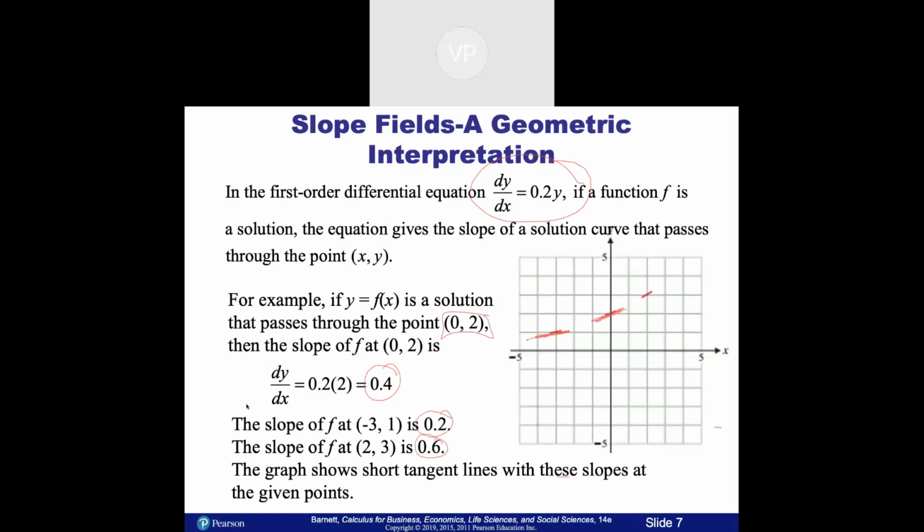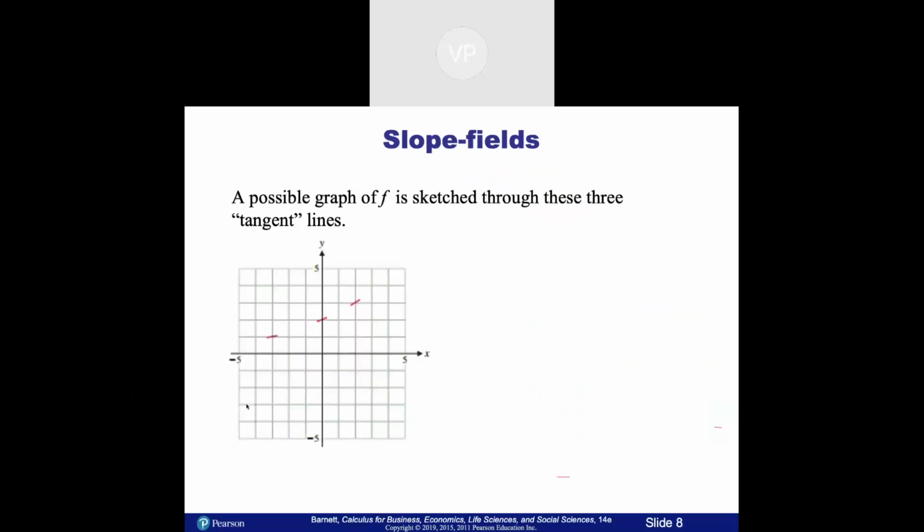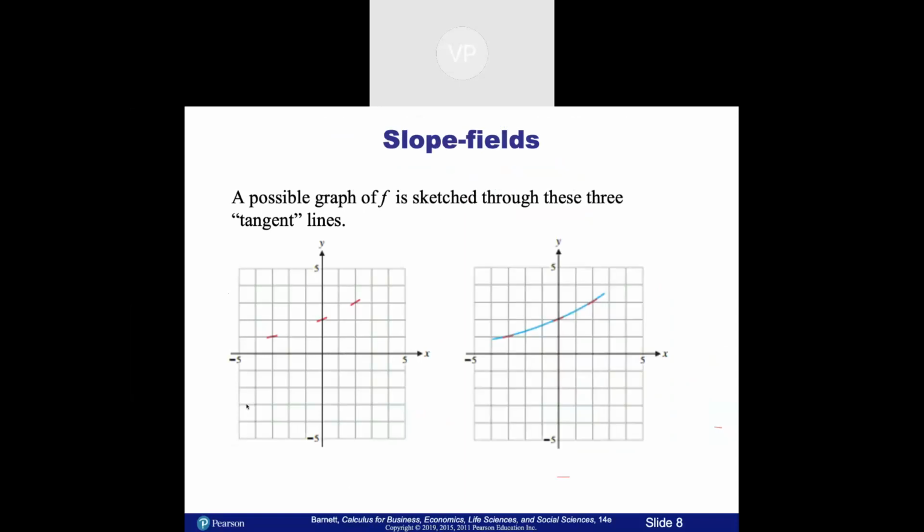Just like this one is even more slanted, and they're trying to get us to build a pattern. So the collection of all of these is what's known as the slope field. All right, so I'll show you another one here. So a possible graph of f is sketched through these 3 tangent lines. There's a picture right there that could flow right through all of them.